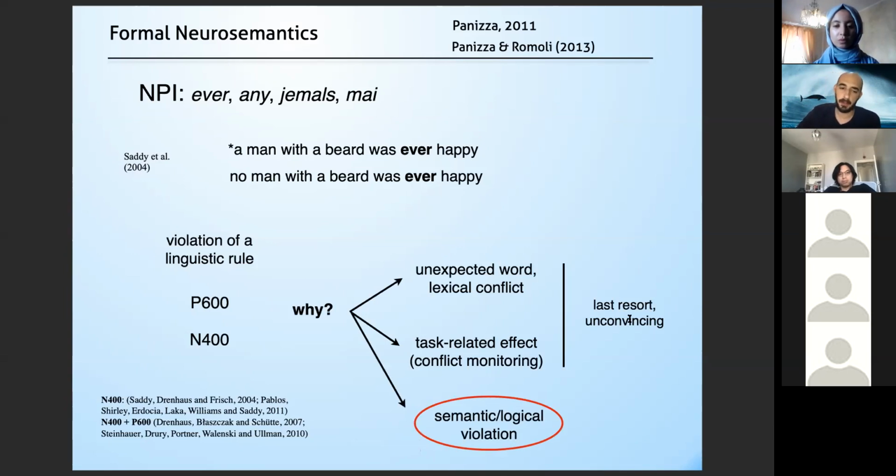Another better explanation that I like more is that the N400 could actually be the reflection of some sort of semantic logical violation, or could be the result of the semantic system reacting to a semantic problem, but not of a conceptual extra-linguistic sort, but of a purely logical problem. Okay, this was the working hypothesis.